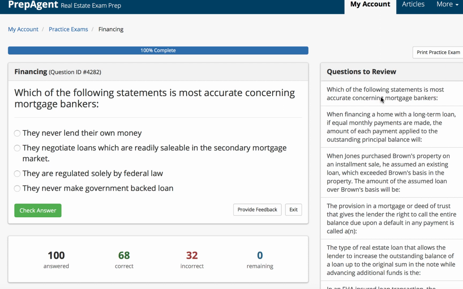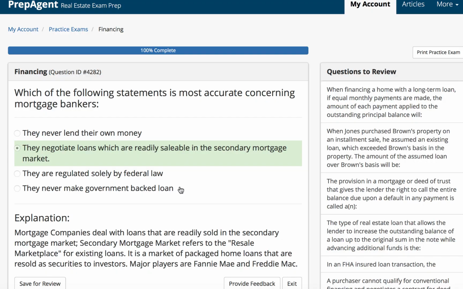Which of the following statements is most accurate concerning mortgage bankers? They never lend their own money. They negotiate loans which are readily saleable in the secondary market. They are regulated solely by federal law. They never make government-backed loans. I would say they negotiate loans which are readily saleable in the secondary market. Good.